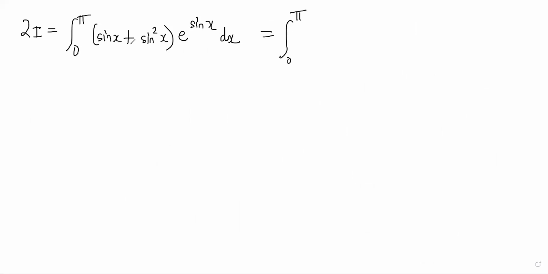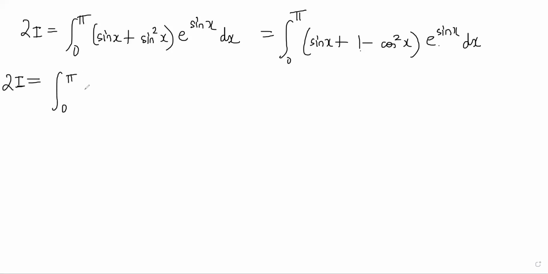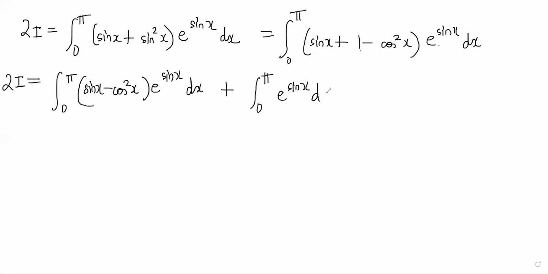One simple thing you can do is write sin square x as 1 minus cos square x. So at least you'll get 1 into e power sin x coming separately. You'll have 0 to pi of sin x minus cos square x, e power sin x dx, plus 0 to pi e power sin x dx. You have to evaluate this.